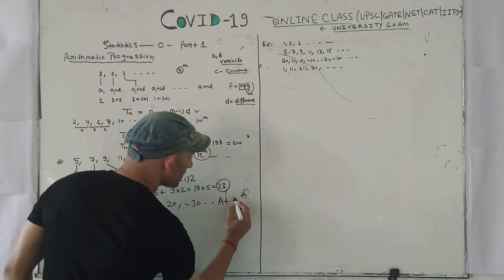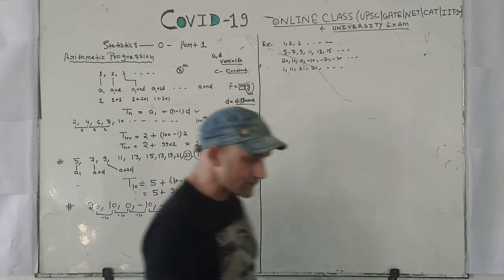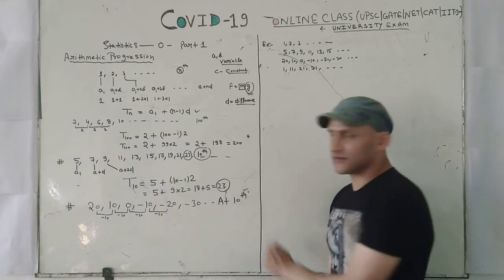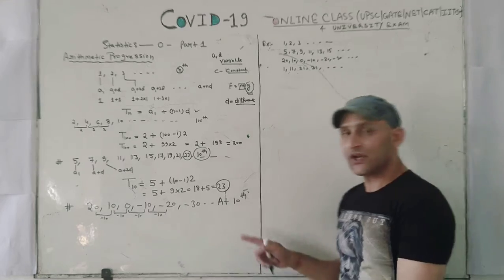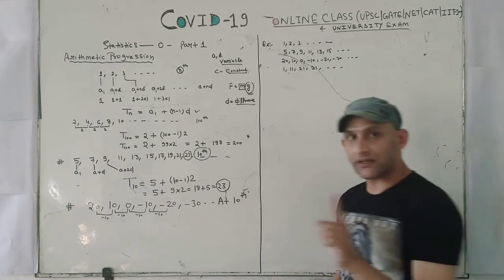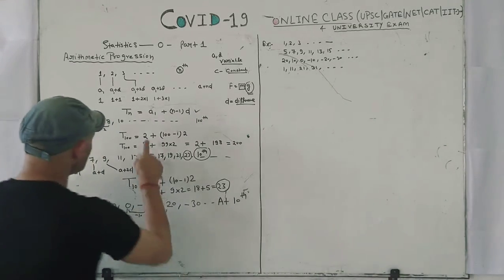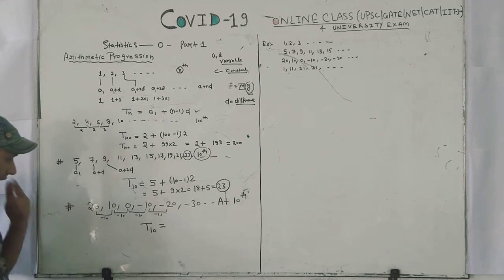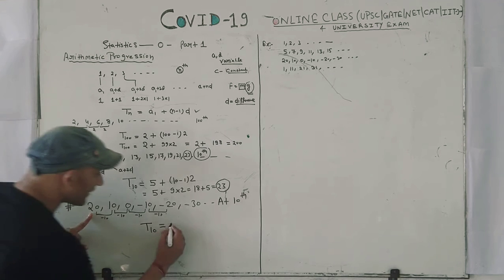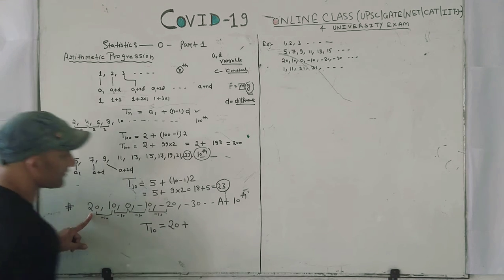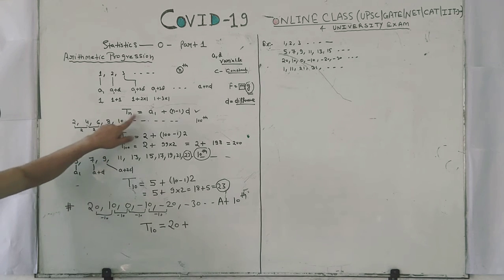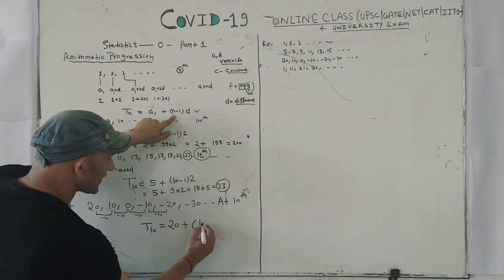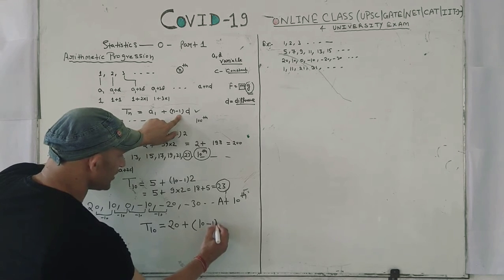We are finding the value at the 10th place. He is asking what value will be at the 10th place in this series. So you will use the same formula. T10 is equal to A1, the first value, plus N minus 1 into D, where N is 10 because we are finding for the 10th place.